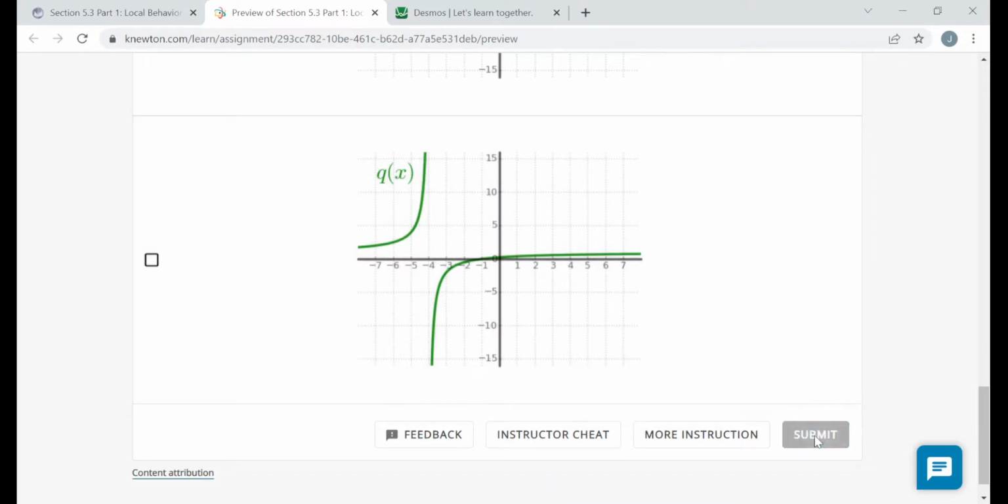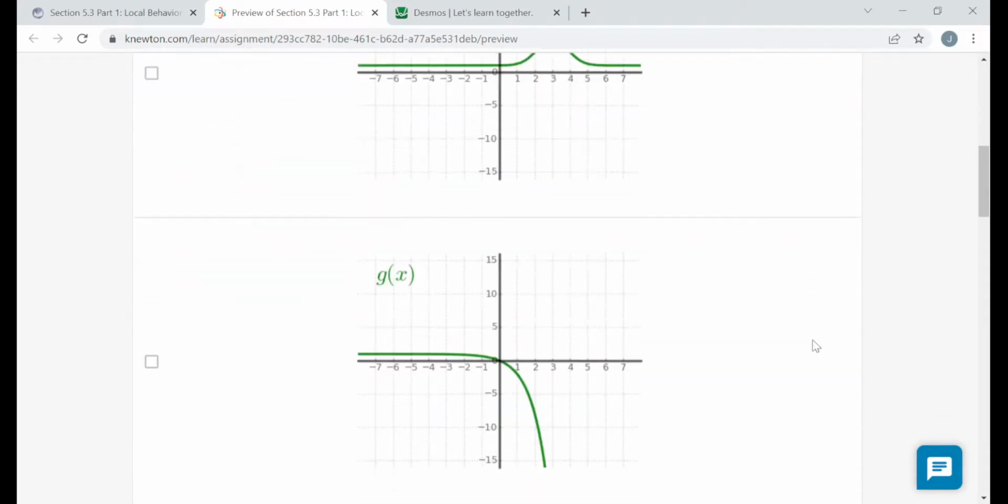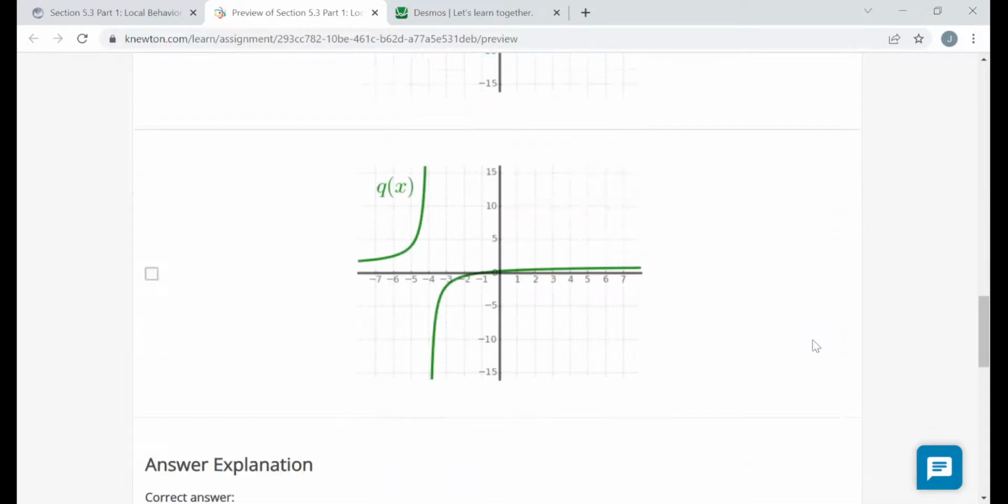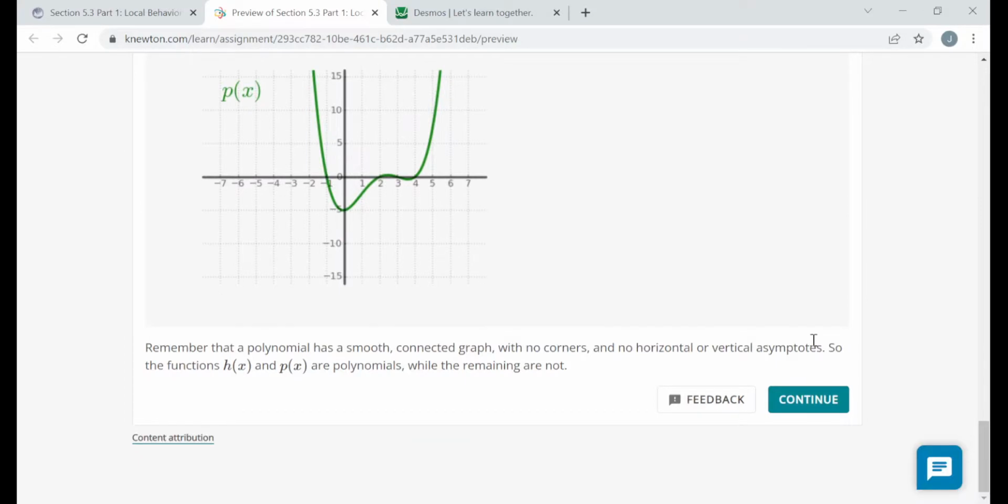Alright, then after you submit an answer, it'll tell you if you got it right or wrong, and then it should provide you with some answer explanations. Please read through the answer explanations just to make sure you understand why something was right or wrong, and maybe you can learn from your mistakes for the future. Okay, next question.